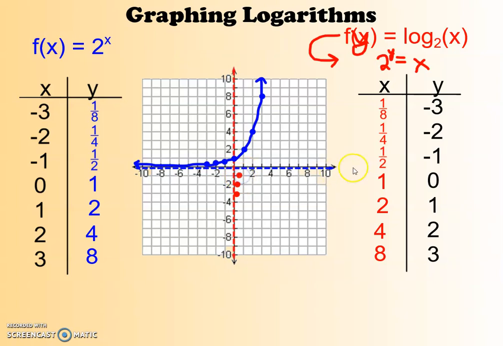Again, I'm just plotting these x, y movements. Right 1 up 0, right 2 up 1, right 4 up 2, right 8 up 3. And then I can draw this nice smooth line right here. Let's pretend that didn't waver off. Again, I'm trying to draw this with the mouse.